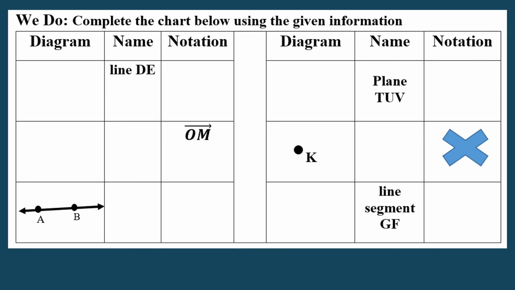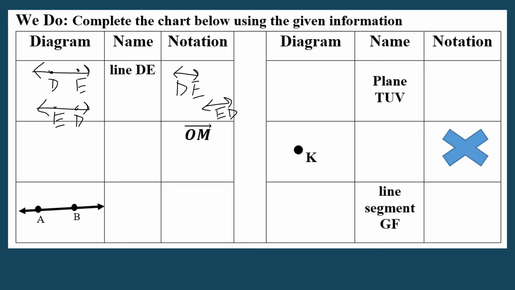So for the first one, we have line DE. That means that you can use either DE like this, or you can do ED like that. The notation would either be D coming first or D coming last. It does not matter for a line because you do not have endpoints.